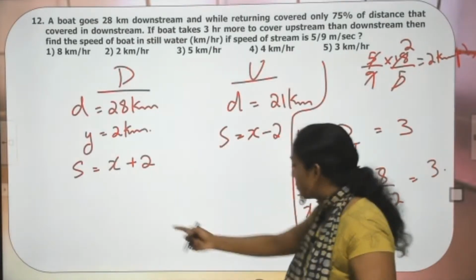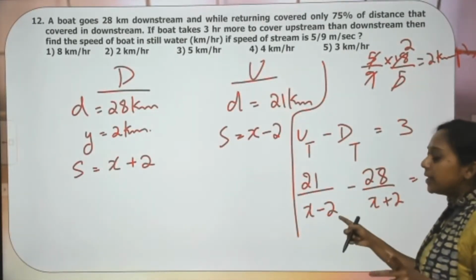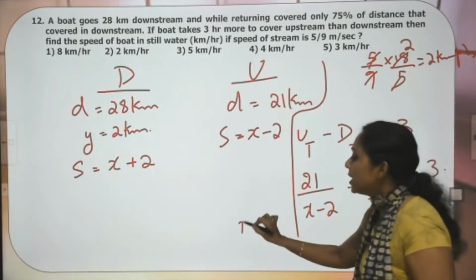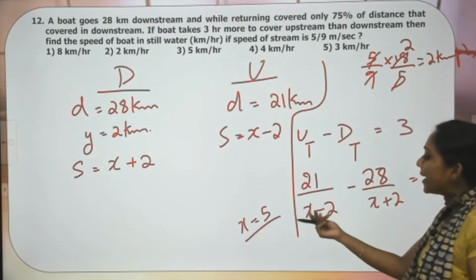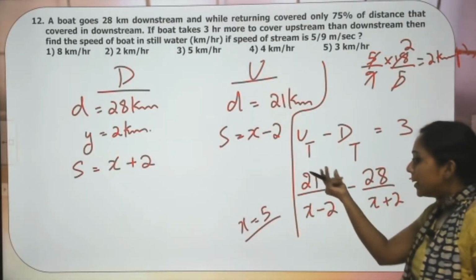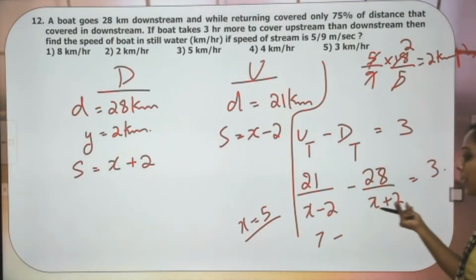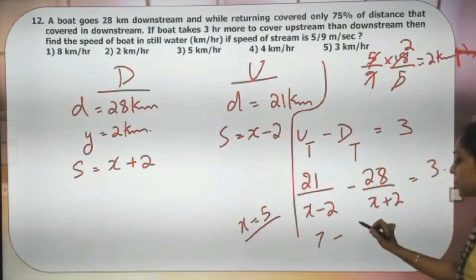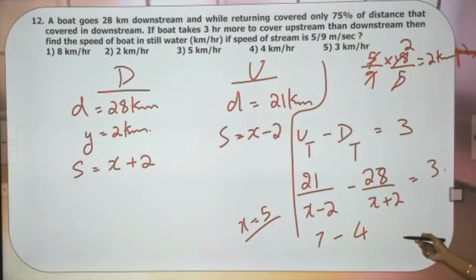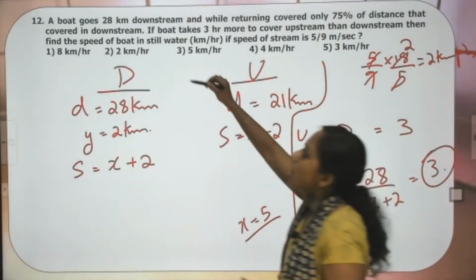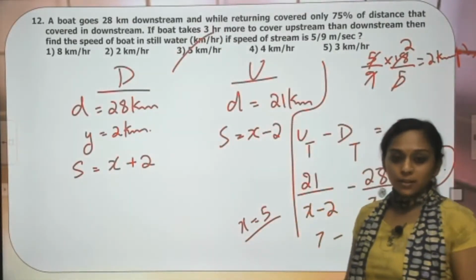Next comes 5. So when I am substituting x is equal to 5, 5 minus 2 is 3. So 21 by 3 is 7. Here 5 plus 2 is 7, so 28 by 7 is 4. So what is 7 minus 4? 3. Yes, our condition is satisfied. So our answer is option 3, 5 km per hour.